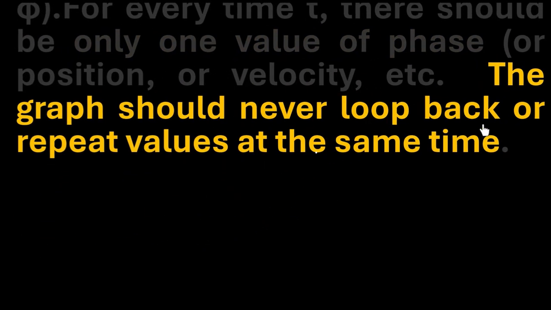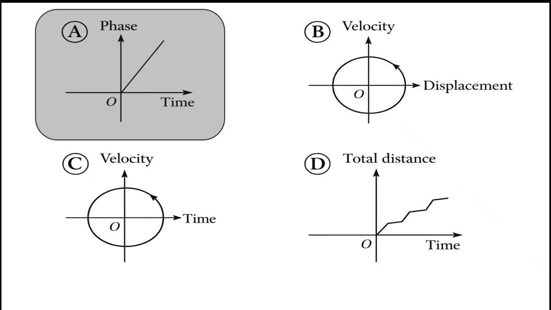The graph should never loop back or repeat values at the same time. This is really important. I would suggest this is the important thing in the first graph, looping back of values. And yes, I'm not saying that I expect very strongly a question from this point, but something based out of this. Yes, I would suggest that.